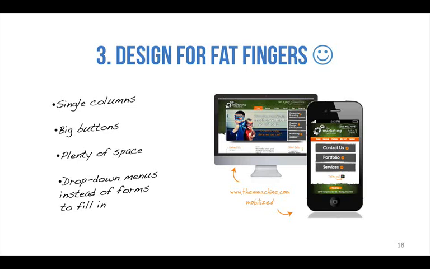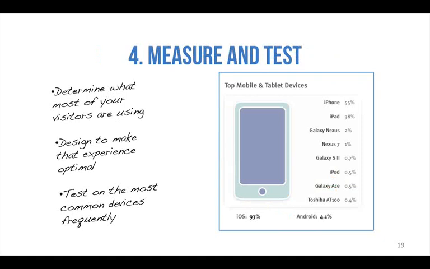So big buttons, single columns of information, keeping plenty of space on the site so there's not too much information and it's not too crowded. And a really, really important one, using drop-down menus instead of forms to fill in. Don't ask somebody to fill in a long form on your website, because punching in information on those little keyboards, using your thumbs, using your fingers, is not easy to do. So don't have huge forms that people need to fill out on your website. Make it super, super simple. Okay, designed for fat fingers.